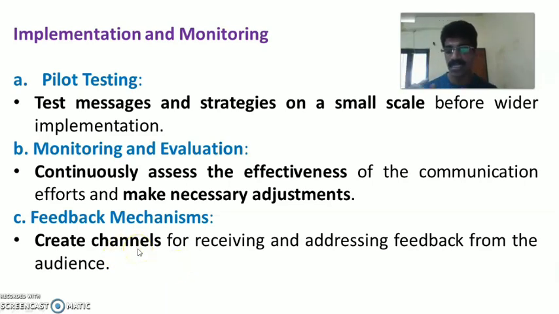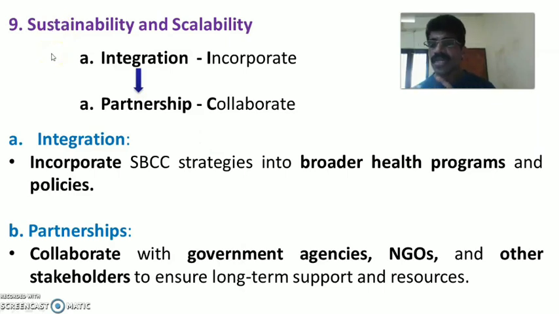So SBCC has to create different channels for collecting feedback and replying with modifications or responses to the public in the modification process of the SBCC. So implementation and monitoring strategy includes 3 steps: pilot testing, monitoring and evaluation, and feedback mechanism. The 9th strategy of the SBCC is sustainability and scalability.